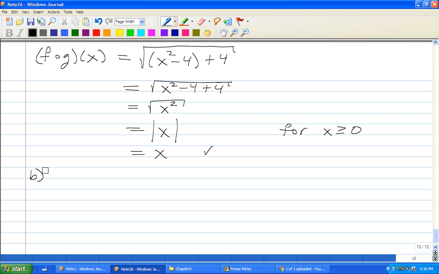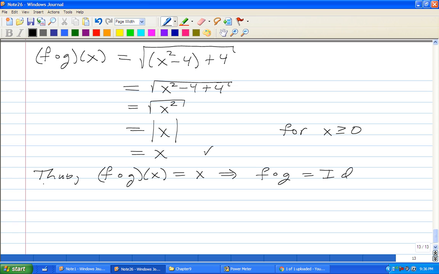And so this says that F composed with G at X is equal to X. And so that says that F composed with G is the identity. Good.